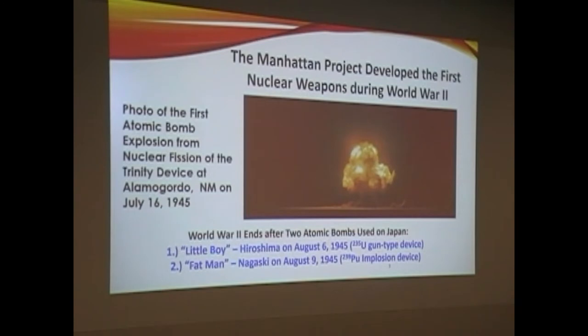And there were two other atomic bombs that were used against Japan to end World War II. One was Little Boy, which was dropped on Hiroshima on August the 6th, 1945, and it used a uranium-based device. And Fat Man, Nagasaki, on August the 9th, was a plutonium device. And these two devices pretty much forced Japan to surrender and thus end World War II.